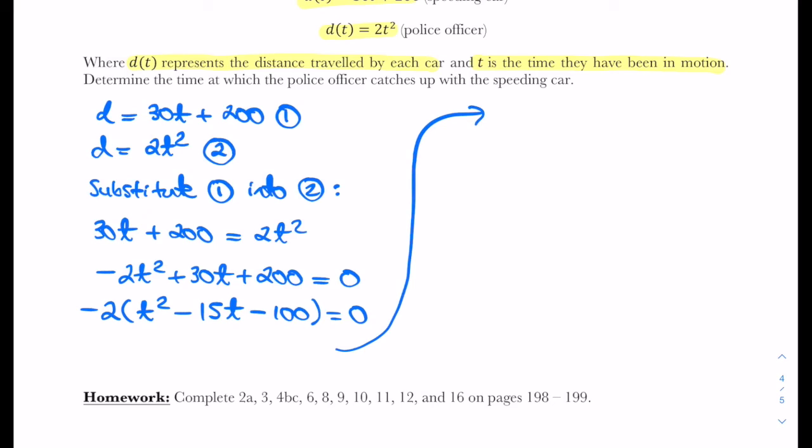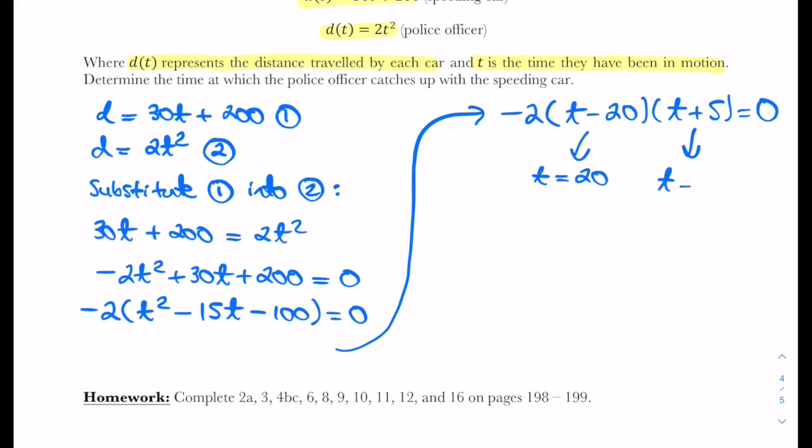It looks like that expression can be factored. It's a simple trinomial. So we need two numbers that multiply to -100 and add up to -15. It looks like -20 and +5 are going to be our two numbers. Now that we've fully factored, we arrive at two solutions. So the first one is going to be +20, and the second one is going to be -5.